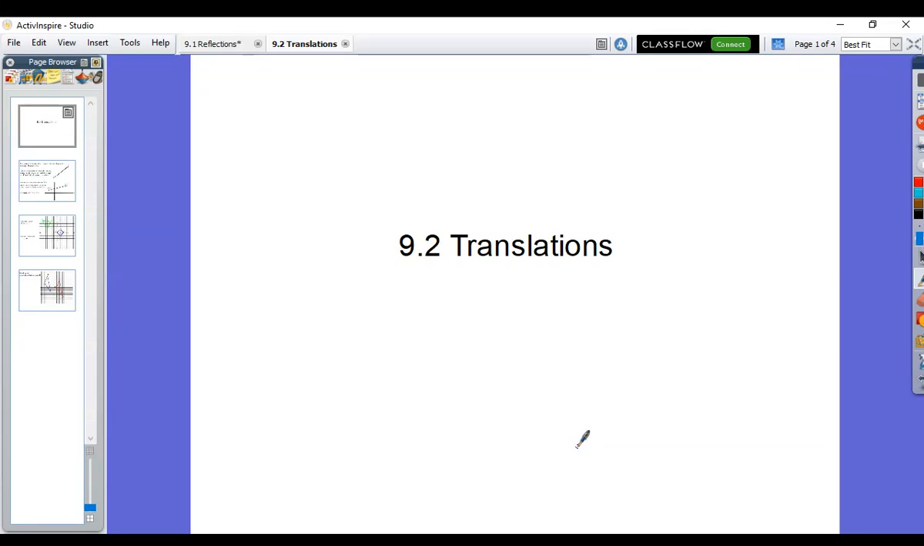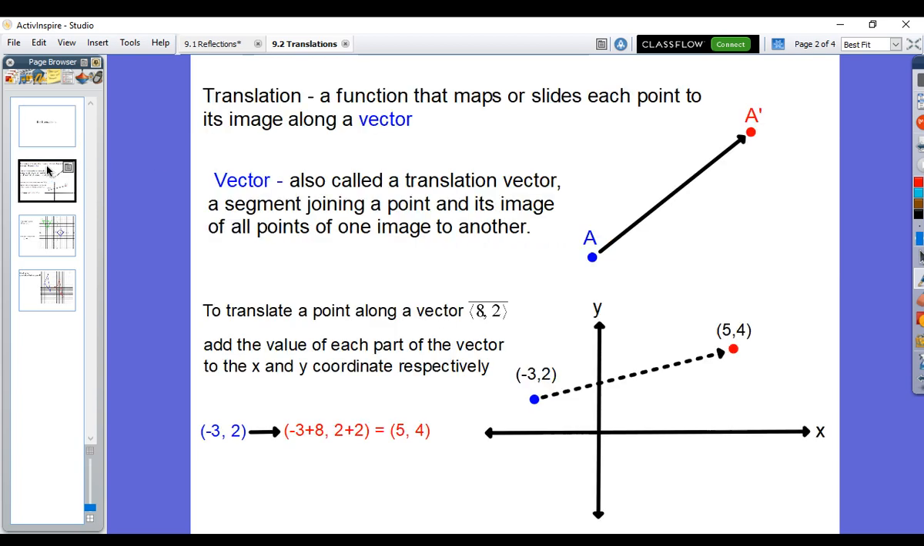We're talking about translations. When you translate, you change one word and move it over to a different language word. Similarly, translation in math is to slide, to move one point to another point.